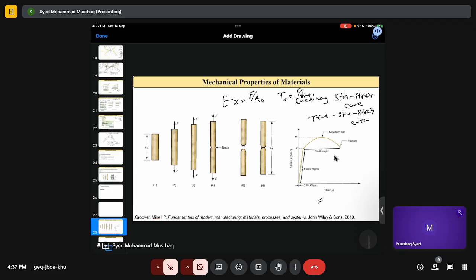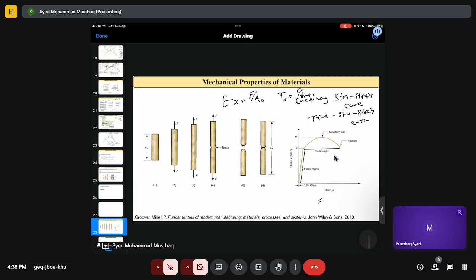We mostly use the engineering stress strain curve because that is easy to visualize and understand when compared to the true stress strain curve. The true stress strain curve is mostly used for industrial purposes. For basic level understanding you can use either, but people prefer engineering stress strain.